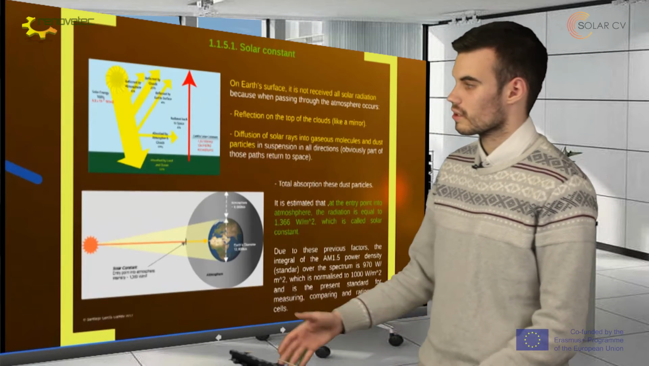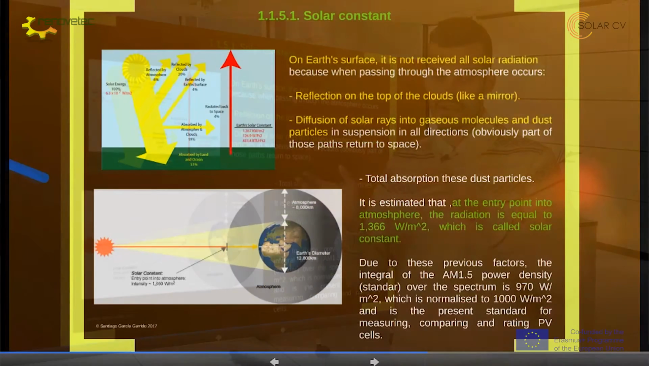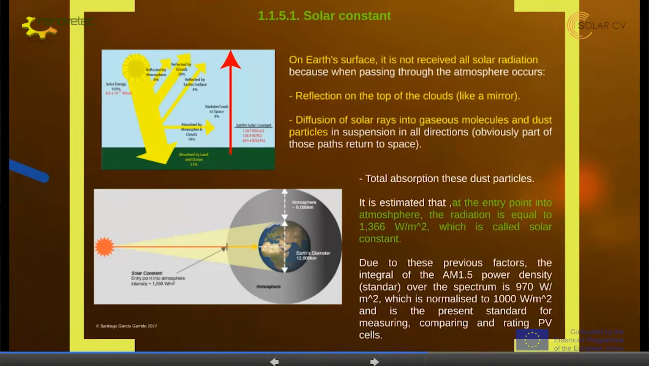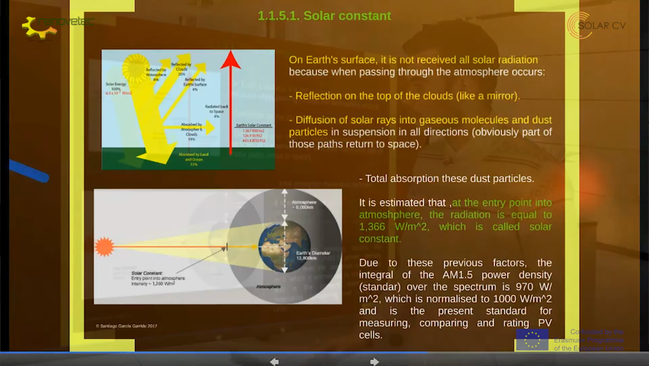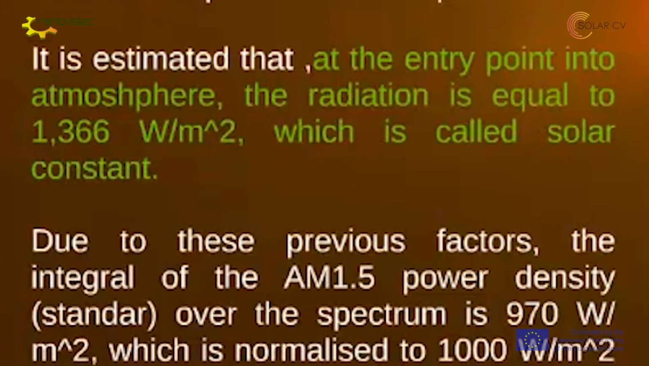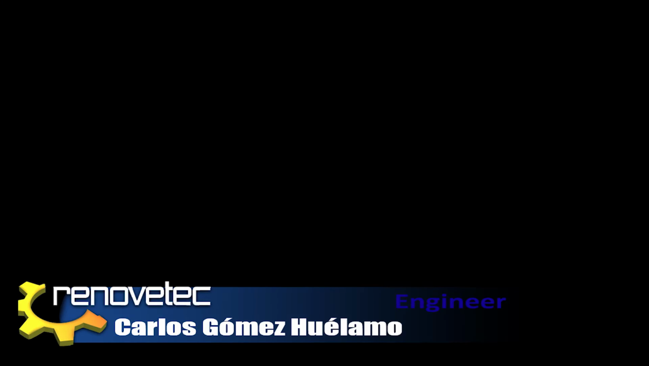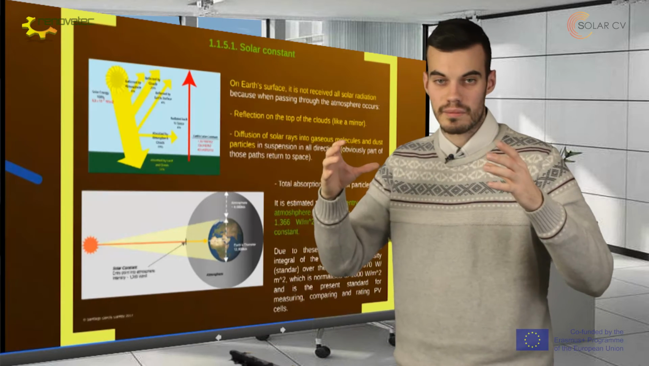Now, as we saw, we have the solar constant, and this is the result of integrating AM0, i.e. the air mass in the free space, and it doesn't vary. So the solar constant is equal to 1,360 watts per meter square, and this is the irradiation, i.e. the radiation per meter square outside the atmosphere.